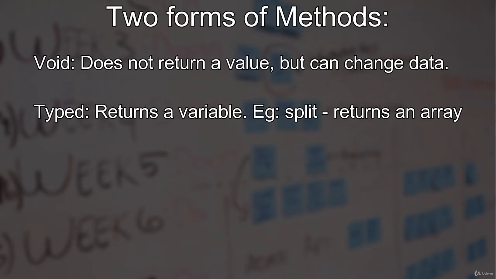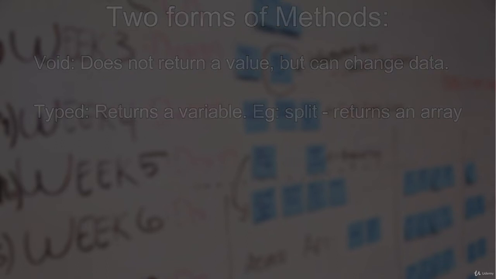The first is a void method. A void method doesn't return any value, however it does change data. The second method that you'll learn is known as a typed method. In other words, it will output something. So, for example, if you create a string method, it will output a string. A good example of this is the split method we used. It outputs a string array.